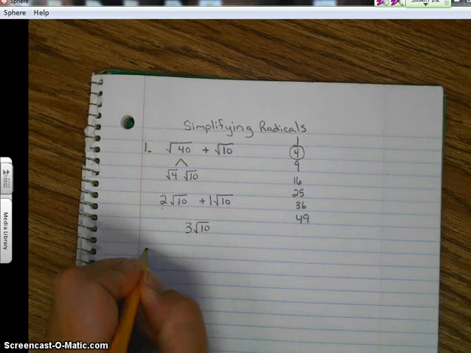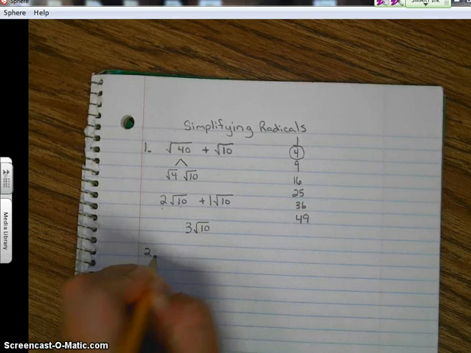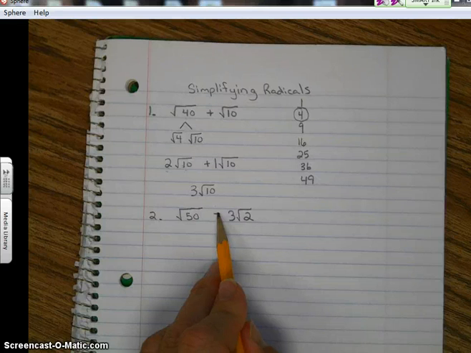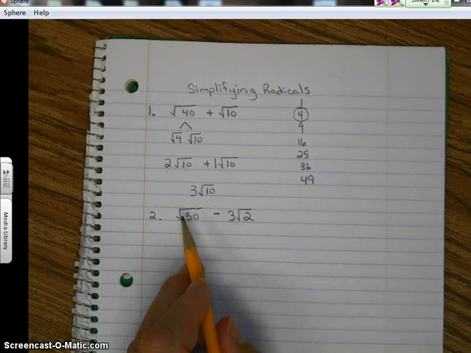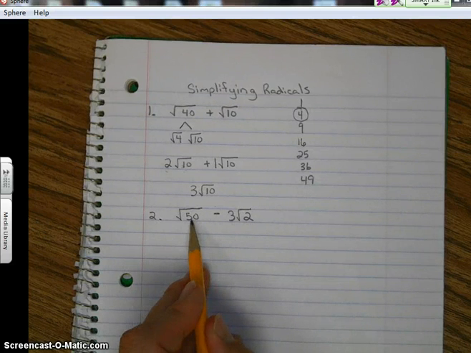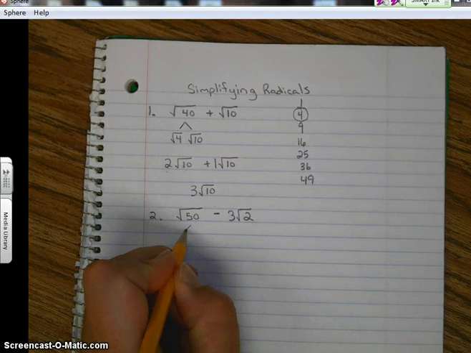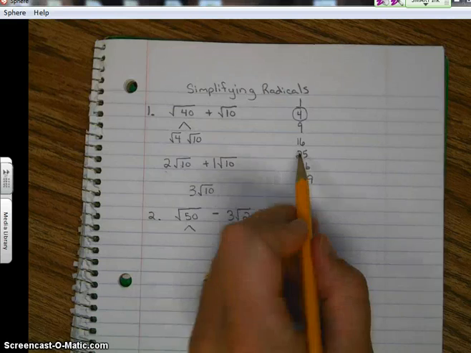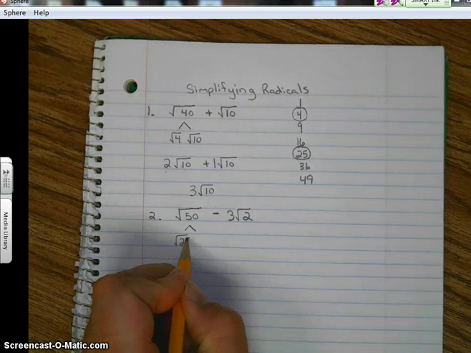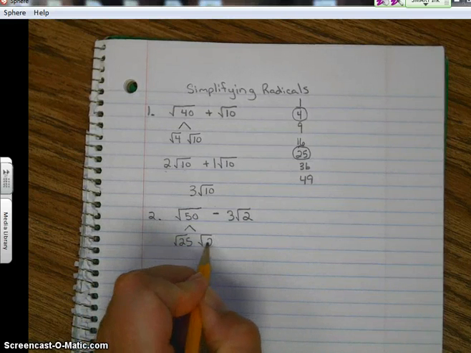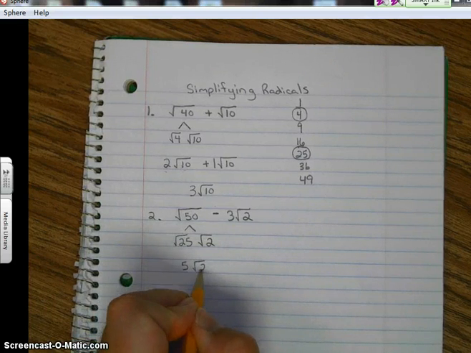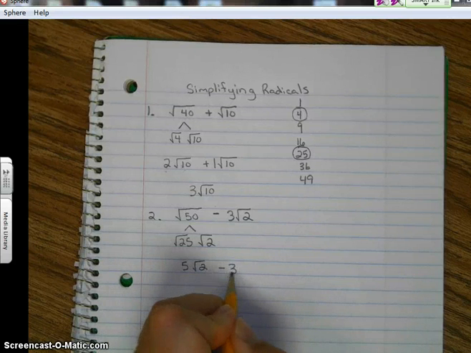Okay? So let's look at another example. This time we'll go ahead and do a subtraction problem. Okay, so notice when adding and subtracting, the two numbers have to be like terms, and since the radicals are different, we cannot subtract them. So again, we're going to try to simplify the radical. So looking for a perfect square factor, 25. And I always like to put that one first. 25 times 2 is 50. So we end up with the square root of 25, which is 5, radical 2, minus 3, radical 2.